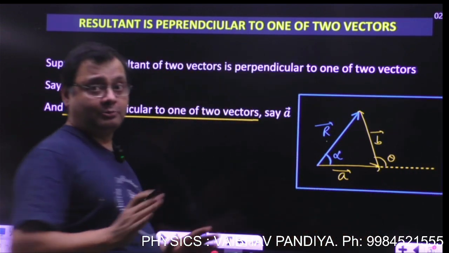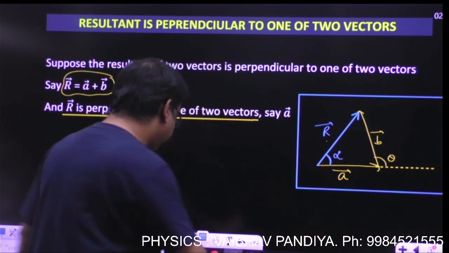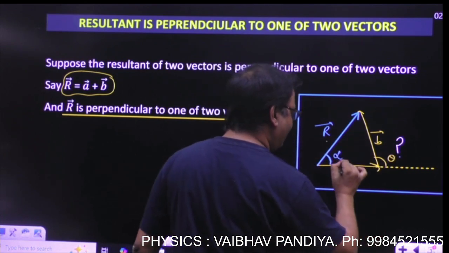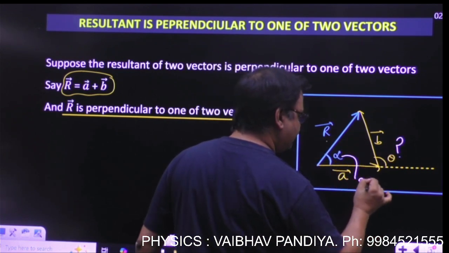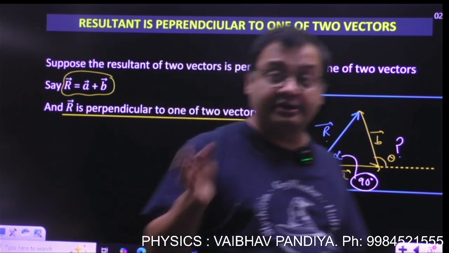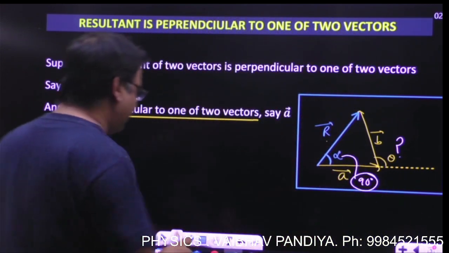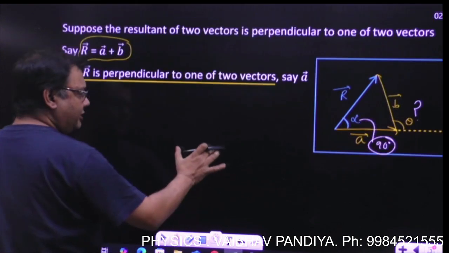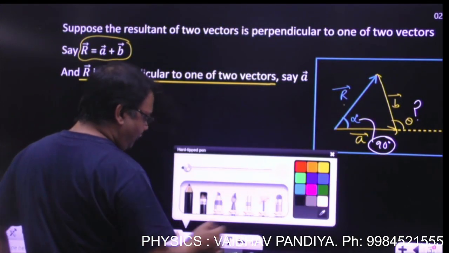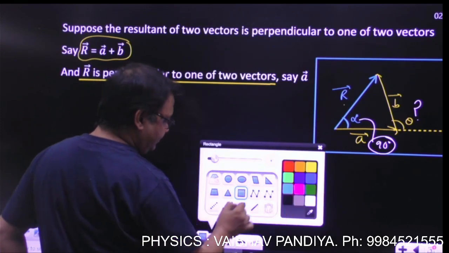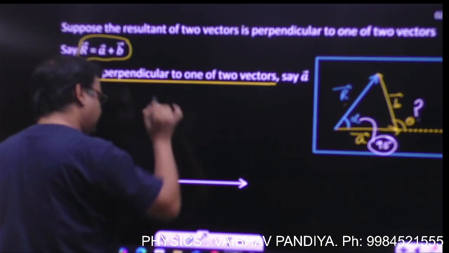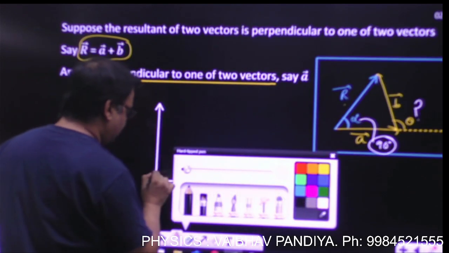Now in the present problem, we don't know what theta is. We don't know the angle between the two vectors, but we know what alpha is. Alpha is given to be 90 degrees, correct? Because it is given that the resultant is perpendicular to one of the vectors, so alpha is known. Since theta is not known, first of all we will make the two vectors A and R. I'm not making B right now.